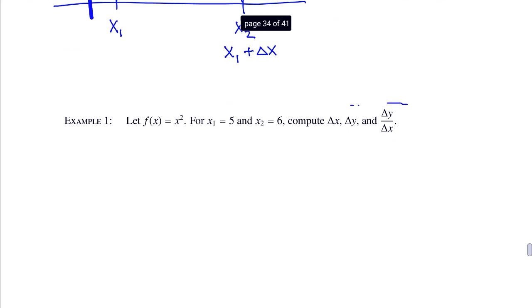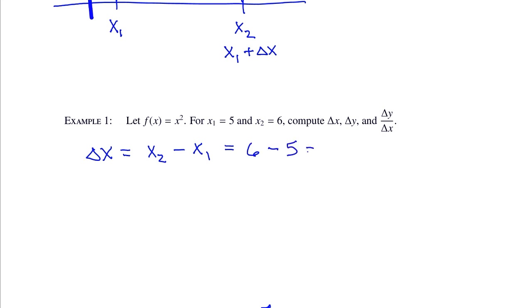Example 1. Let f of x equal x squared. For x1 equal to 5 and x2 equal to 6, compute delta x, delta y, and then delta y over delta x. So let's start with delta x. Delta x is equal to x2 minus x1. x2 is 6. x1 is 5, so the increment for x is 1. And that just represents you moving from one point to another point by moving over 1 unit to the right.